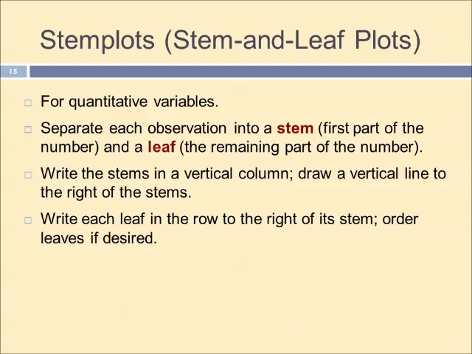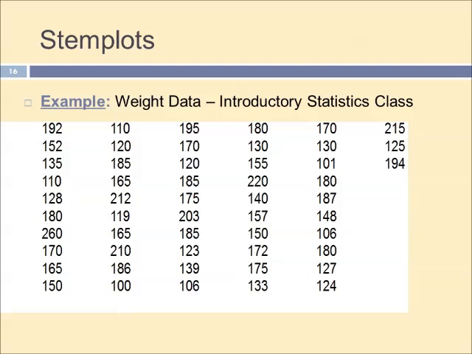Now, stem and leaf plots. This is also for quantitative variables. We separate each observation into a stem that represents the first part of the number and a leaf, which is the rest of the number. Write the stems in a vertical column, draw a vertical line to the right of the stems, and write each leaf in the row to the right of its stem. And we can put these in order if we want, but that's not necessary. So let's take the weight data again.